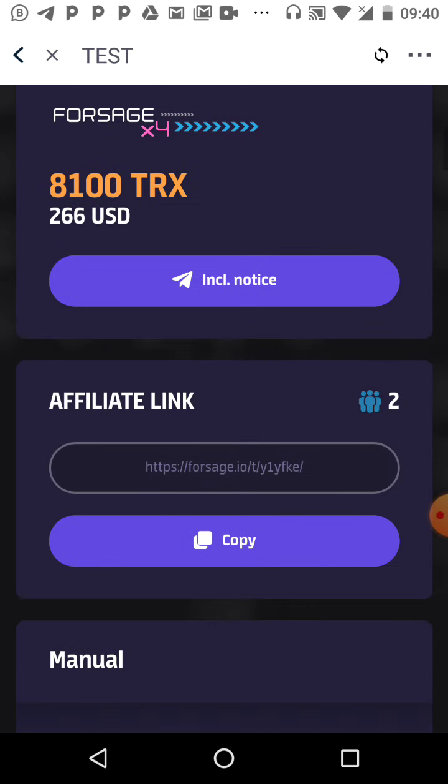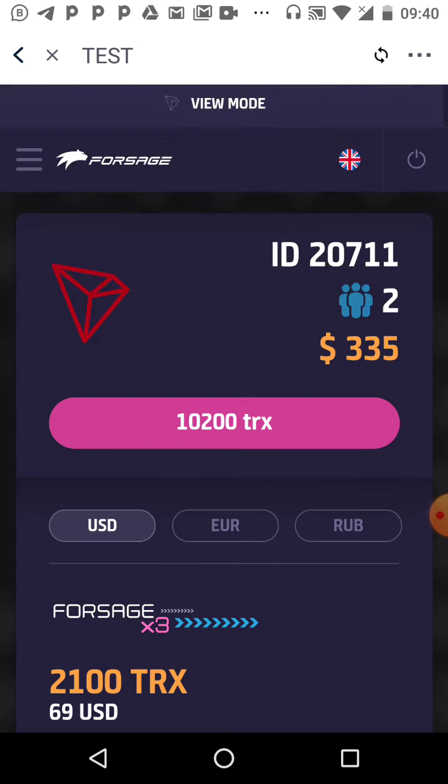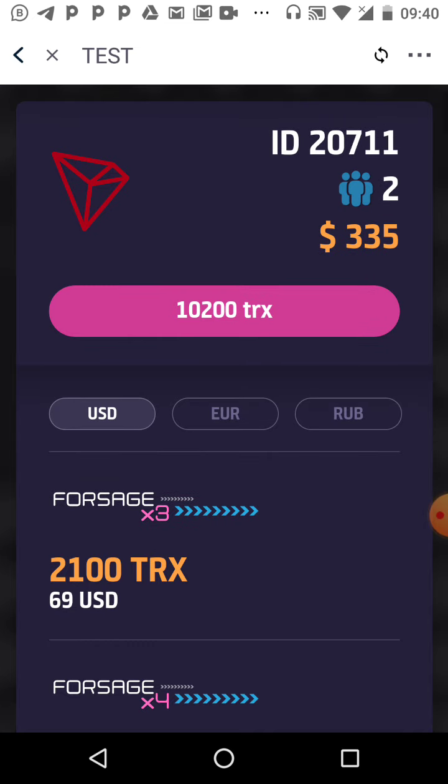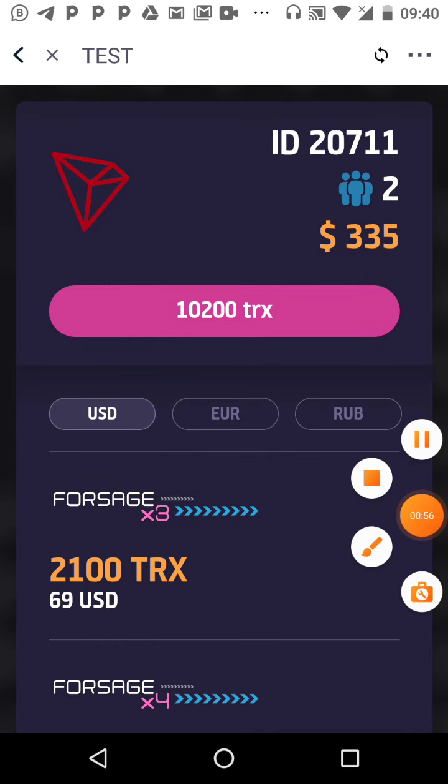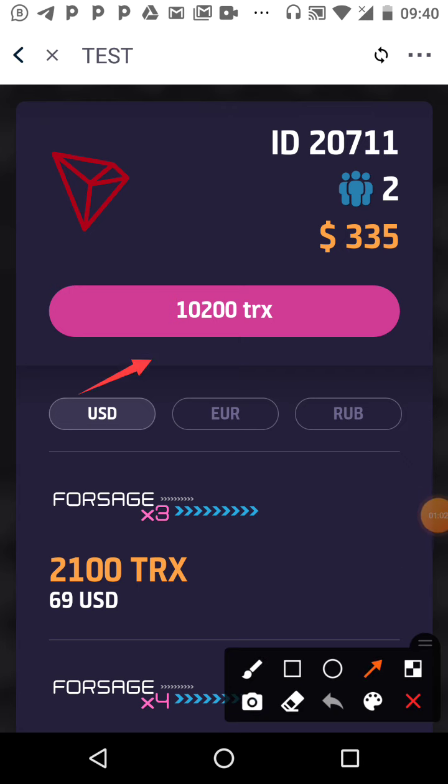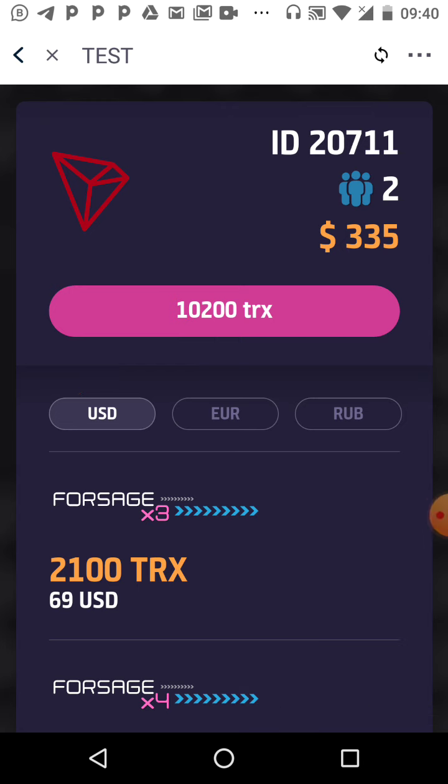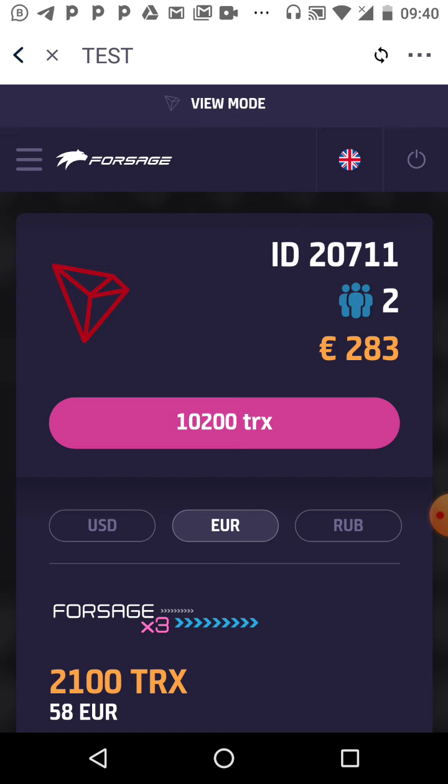All right, so I'm going to walk you through the processes. This is 10,200 Tron that I've acquired so far. That's about $335, and this position here shows that this is for the Euro version of the currency, and this is for the Ruby version of the currency. Okay, so I'm going to set it on XUSD. That's the dollar version of this.